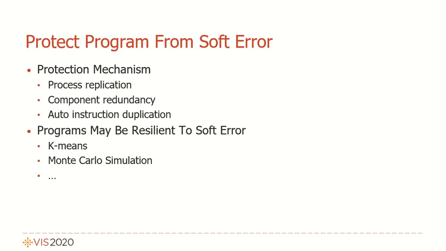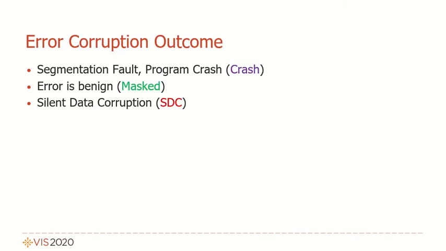To design an economical method to protect a program from soft errors, understanding how programs react to soft errors is mandatory. In a high-performance computation program, a bit flip error can corrupt a pointer variable and cause a segmentation fault or a program crash. However, a program crash shows clear symptoms, and the problem can be addressed by running the application again. A bit flip error can also be mitigated by the program because of its natural resiliency to the error, and the program's final output is not affected.